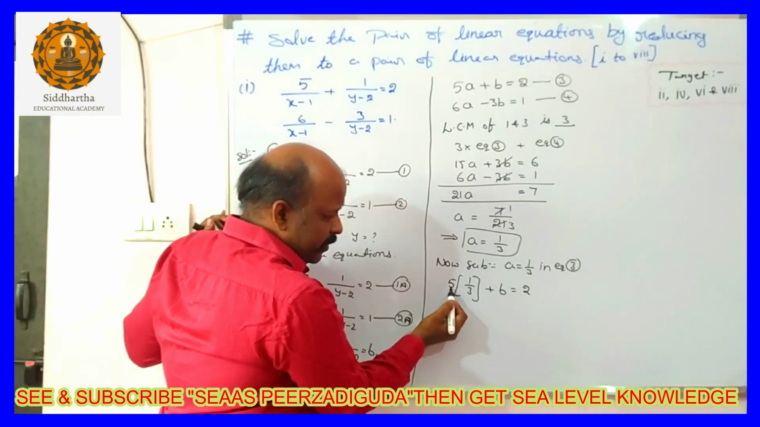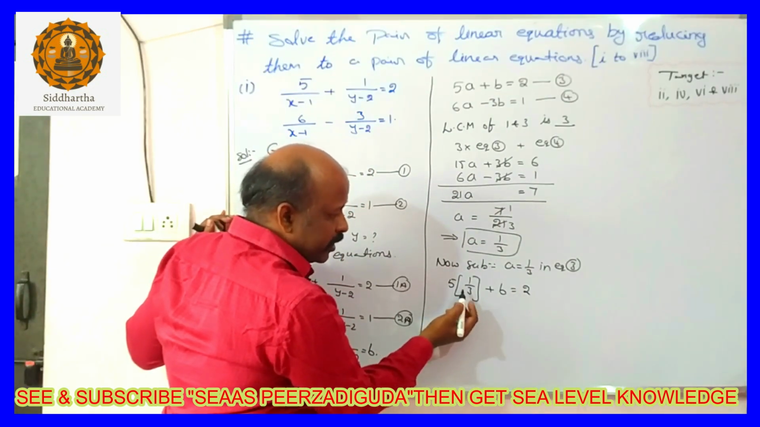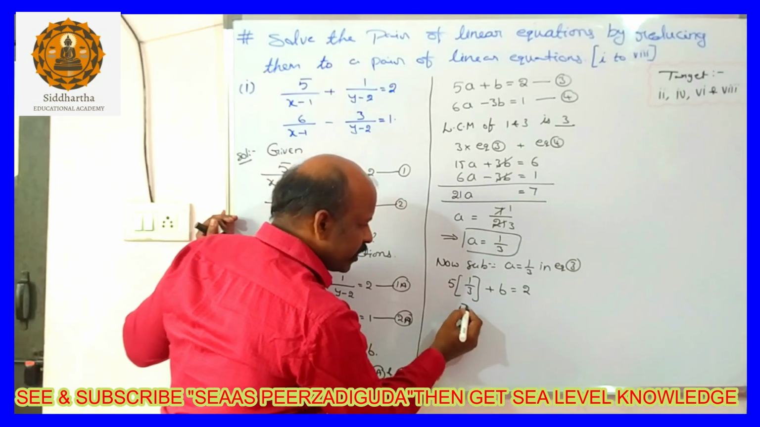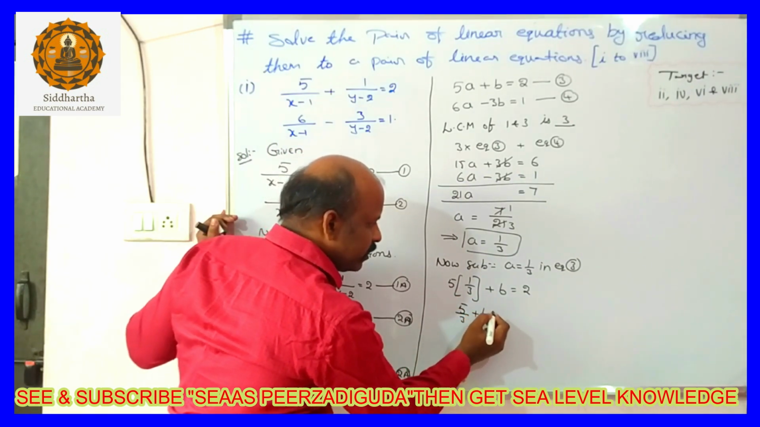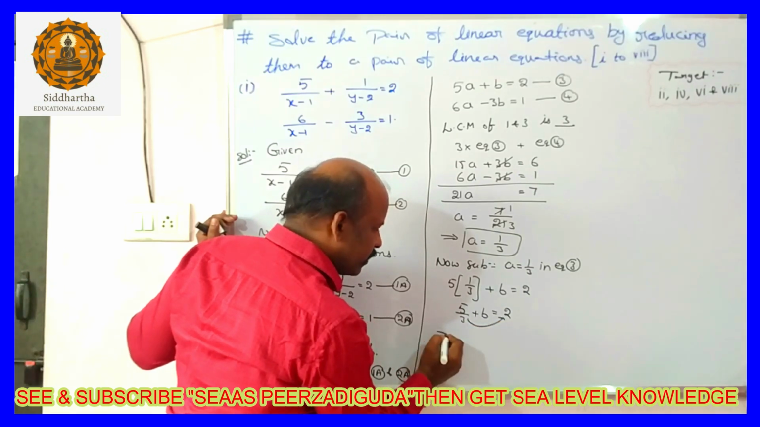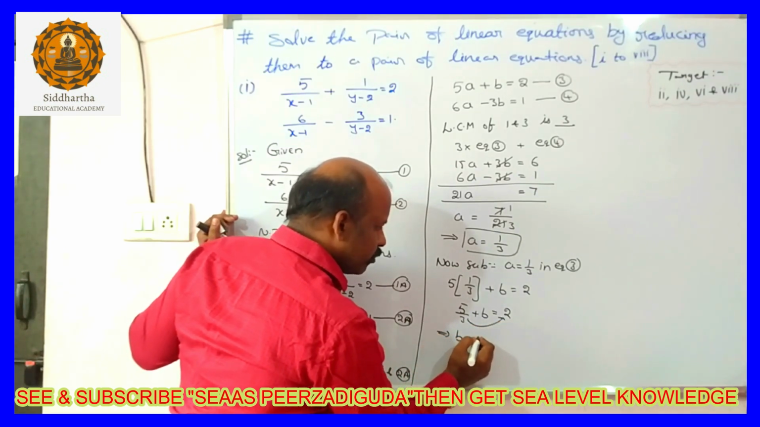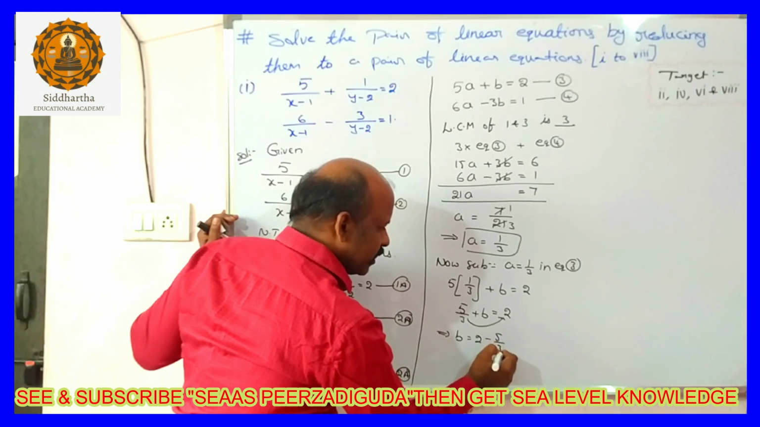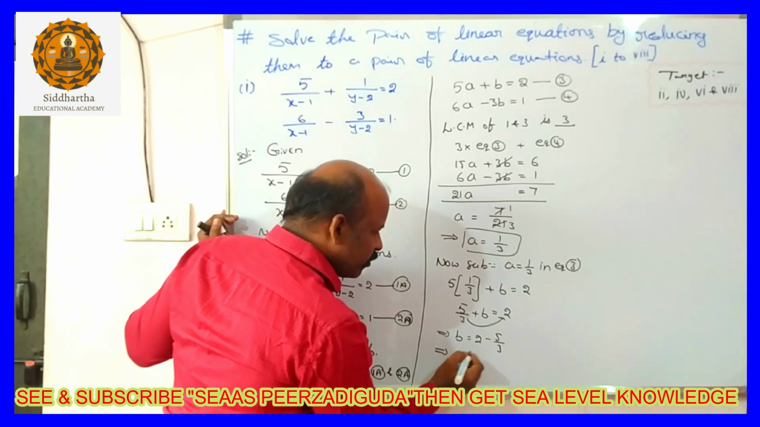Here one whole number, one fraction. We have to multiply. 5 ones are 5. 5 by 3 plus b is equal to 2. This 5 by 3 is taken on this side. What will happen? It implies b is equal to 2 minus 5 by 3. So what can we do? Nothing is there, means by 1 we have to do LCM.